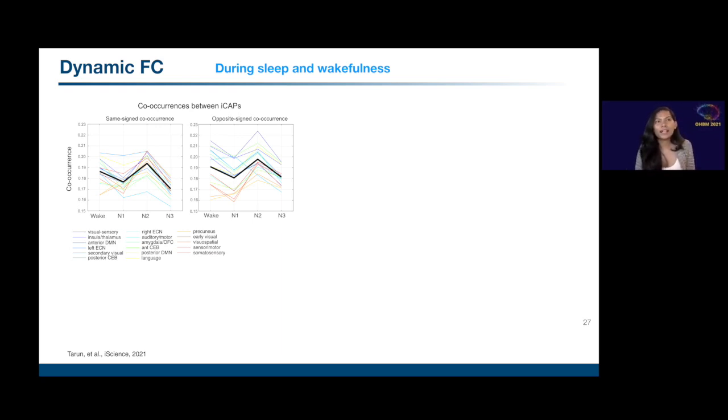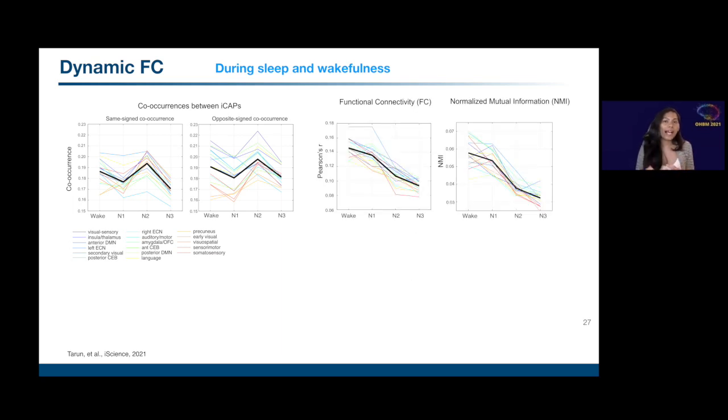And as you can see, surprisingly, what we observe is that the largest number of overlaps actually occurs in stage 2, which is a bit surprising given the fact that we also observe that the functional connectivity between these networks actually decreased from wakefulness to stage 3. And also that the normalized mutual information between them is actually decreasing.